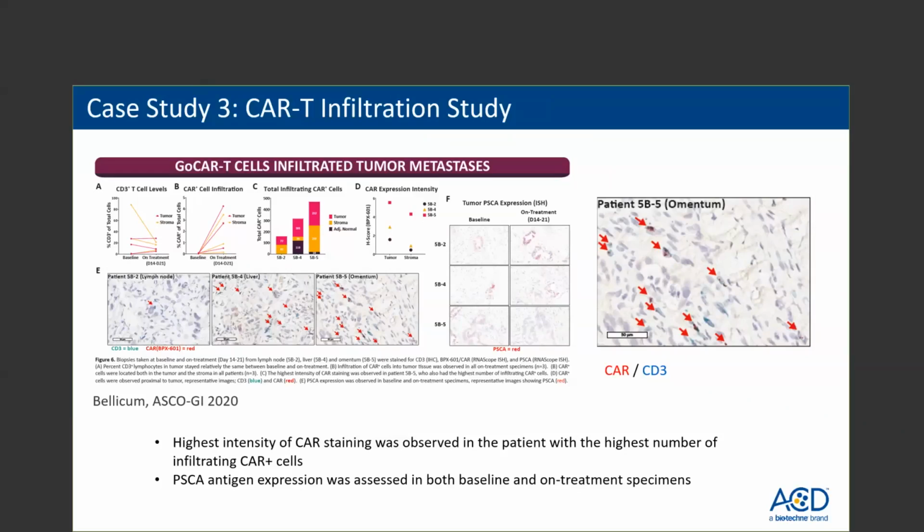So while the infiltration of the CAR-positive cells was studied, what was also evaluated was the antigen. PSCA antigen expression was assessed in both baseline and on-treatment samples. Since there is no good antibody for PSCA, the ability to see the correlation of PSCA antigen with respect to CAR infiltration in a quantitative manner was the biggest plus point of RNAscope assays here.